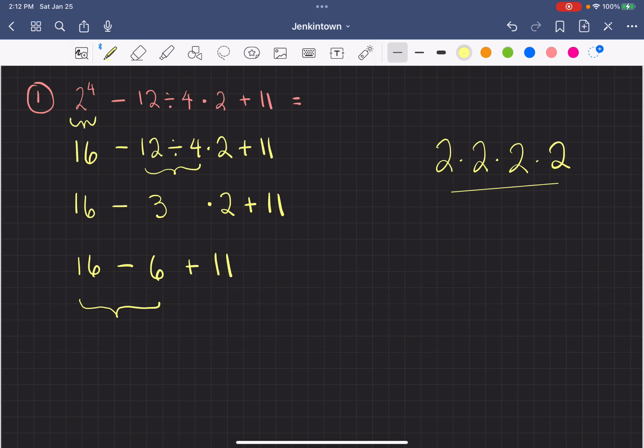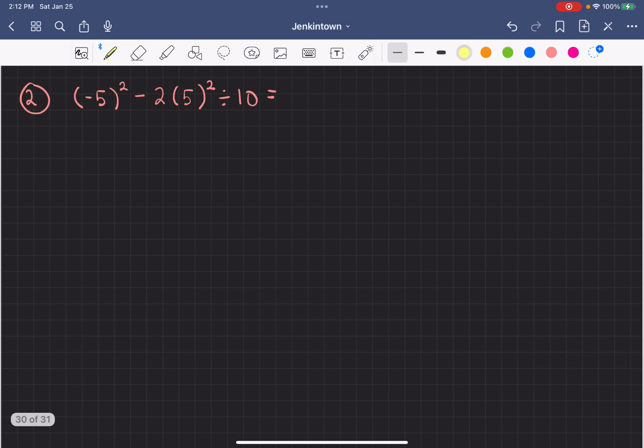As you wish, only in addition and subtraction, because if it's multiplication and division, you must do it from left to right. Okay, so 16 minus 6, that will be 10 plus 11, and that is 21. So that's my answer for my first problem, 21. Let's take a look at the second one. Pause the video here and try to do it yourself, and then you check your answer.